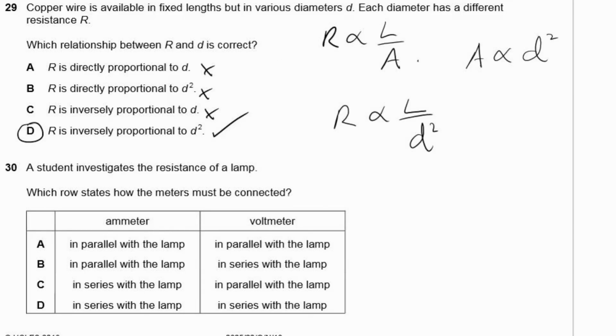Question 30. A student investigates the resistance of a lamp. Which row states how the meters must be connected? Okay, we're connecting an ammeter and a voltmeter. So a voltmeter is always placed in parallel, and an ammeter is in series. So a voltmeter in parallel, and the ammeter is placed in series. There we go. So it's option C.